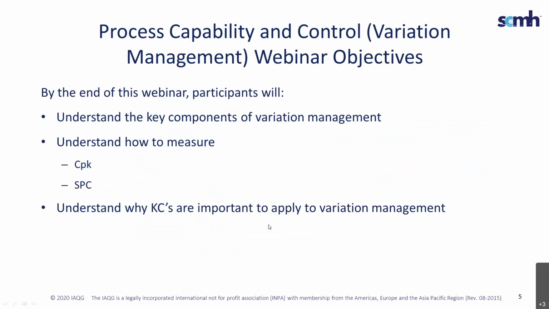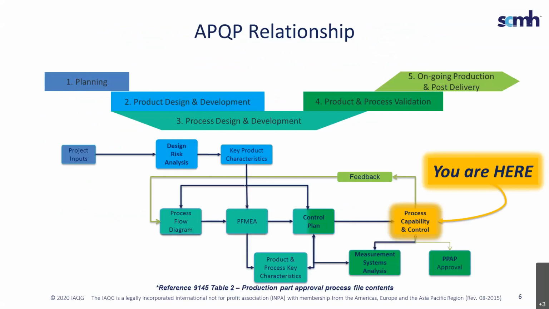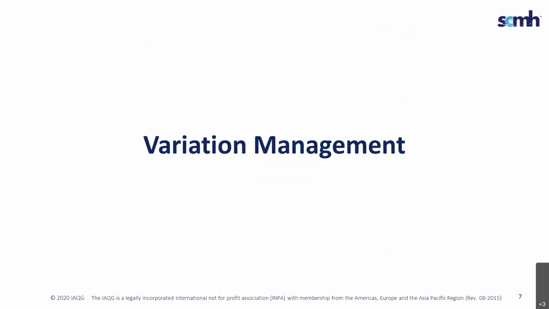By the end of this webinar, participants will be able to understand the key components of variation management, understand how to measure CpK and SPC, and understand why KCs are important to apply to variation management. As we move through the webinar series, we are now in the process capability and control step in our APQP roadmap. The webinar following will be focused on PPAP. Let's go ahead and get into variation management.